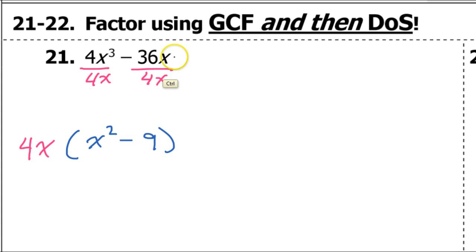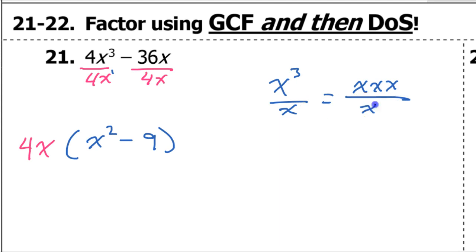Okay, the 4's cancel out, the x's cancel out. X to the 3rd power divided by x is x squared. You can think of it as subtracting if you really want to. 3 minus 1 is 2. Or you can think of it the way I do. X to the 3rd power over x. X to the 3rd power is x times x times x over x. So one of the x's will cancel out, and that's why you get x squared.